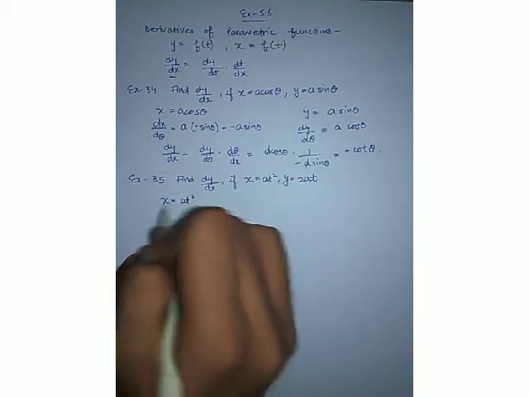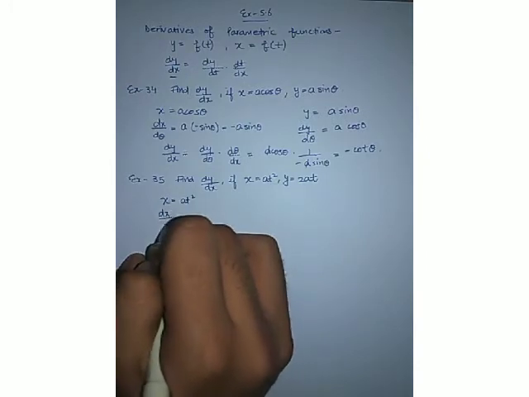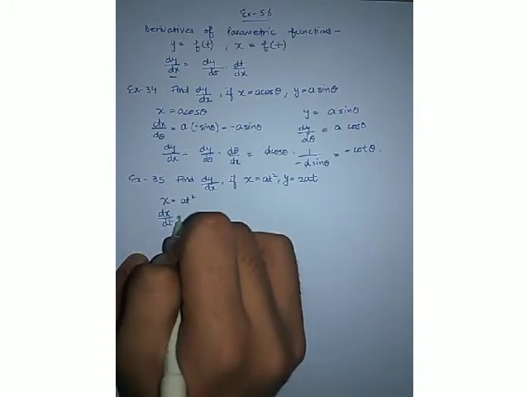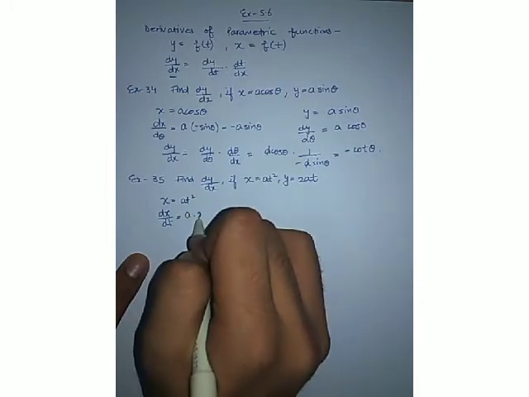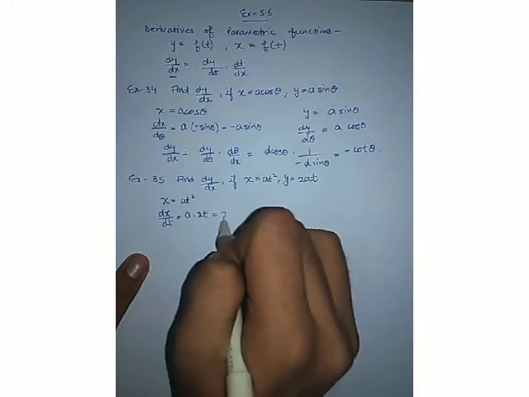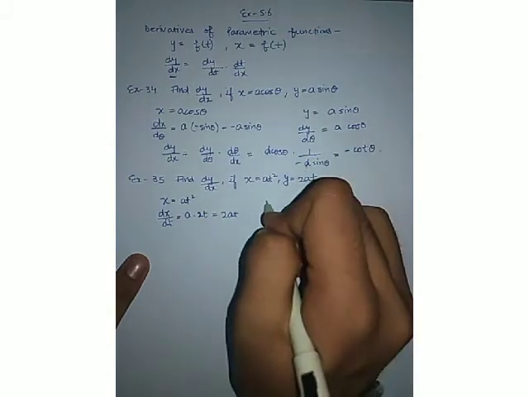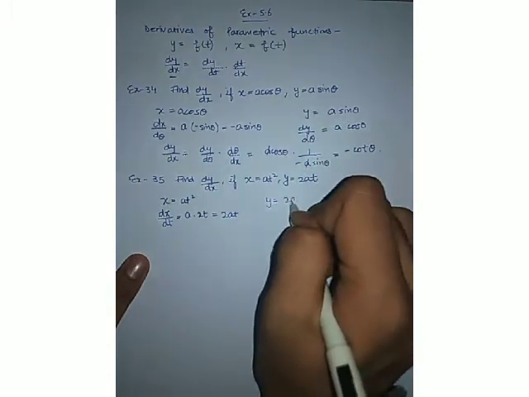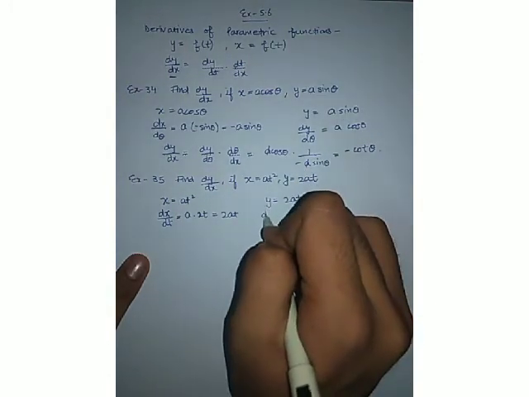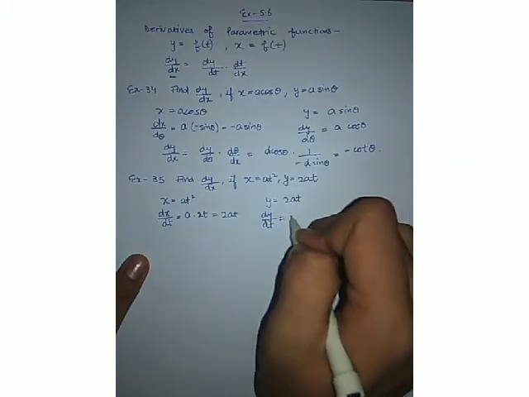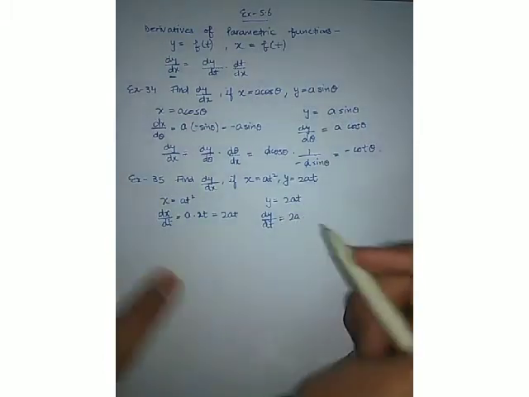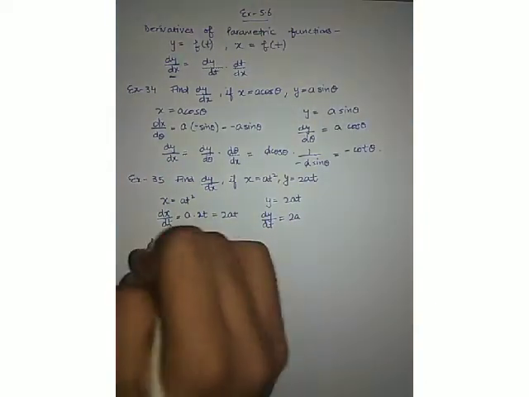X is equal to at square, and we'll differentiate it with respect to t only. So a is constant. What's the differentiation of t square? That is 2t. You will get 2at as the answer. Now what is y equal to? Y is equal to 2at, and when you differentiate it with respect to t, you will get 2a, since a is the constant and the differentiation of t with respect to t will be 1 only.